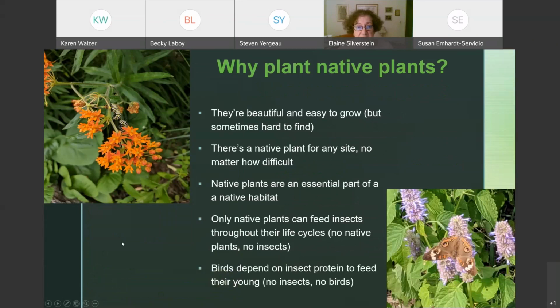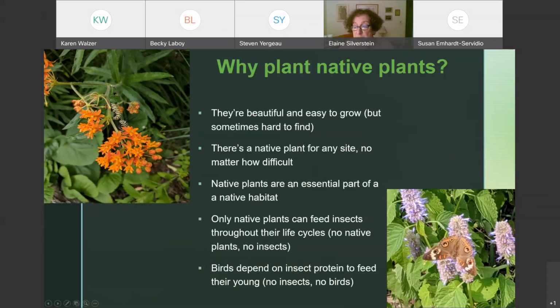So why plant native plants? They are beautiful and relatively easy to grow, but they can be hard to find. That can be the hardest part. There is a native plant for any site, no matter how difficult it is. I very often have clients tell me, well, I've tried this and this and this on this site and nothing will grow there. And when I look at the site, I know that they haven't tried the right plant. Something will always grow there.